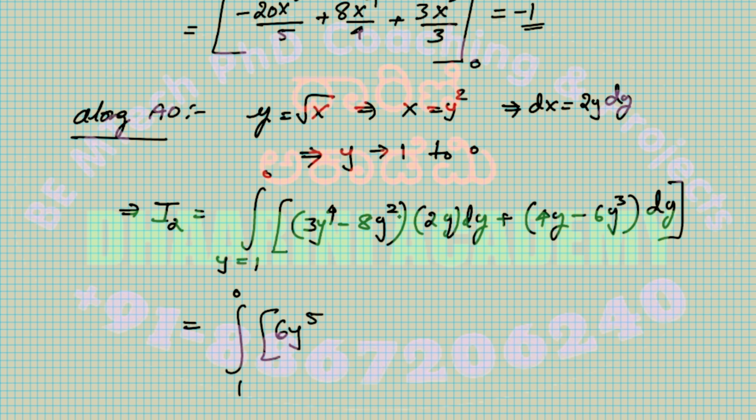Then I don't have a y to the 4. You have y cube coming into picture, right? That is 8 into 2, 16y cube and another 6. So this is 22, my mistake. 22y cube. Then only y. So you have only one y square into y. It's not there. So plus 4y dy.